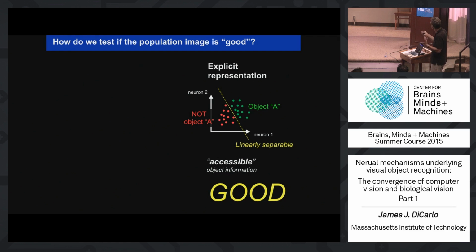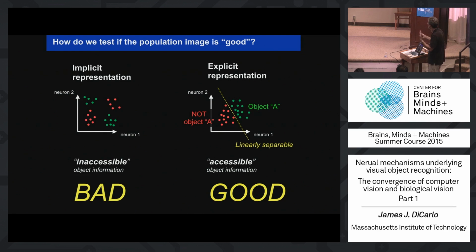So if you imagine that the activity, this is schematic, each dot, this is neuron 1, neuron 2, and you could have a bunch of IT neurons. If you could separate any object from all the other objects, these points represent the population response to each image of an object. Remember, there are many images of each object. If you could linearly separate that, that would mean it was explicit. And if you had a hard time separating it, this would be implicit. These are like tangled object manifolds. This is inaccessible or bad information.